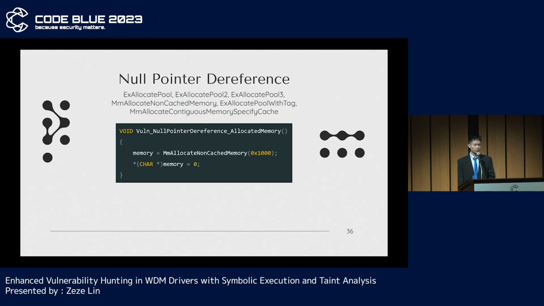Another situation for null pointer dereference is that IOCTLens hooks the kernel APIs related to allocating memory. If the program doesn't validate the return value of these APIs, it may lead to denial of service, because the return value is potentially controlled by an attacker.